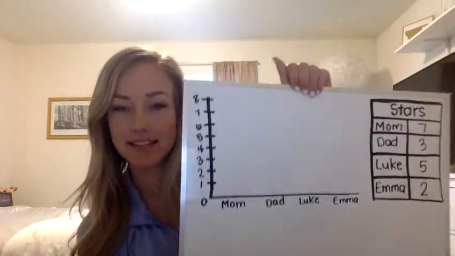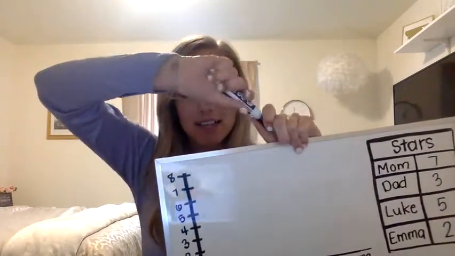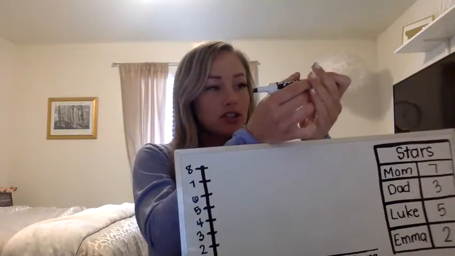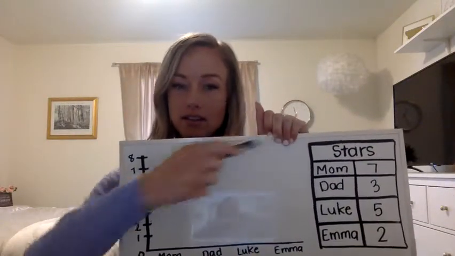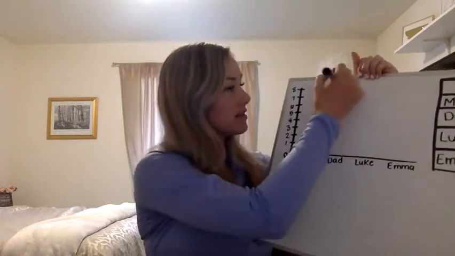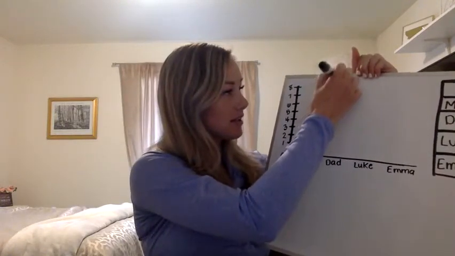Well, one thing is that it doesn't have a title, and that's a mistake. It should have a title. So let's add a title to it. And the title should be the same as our table. So the title is stars. So on our bar graph, the title should be stars. So I'm going to write stars up here.